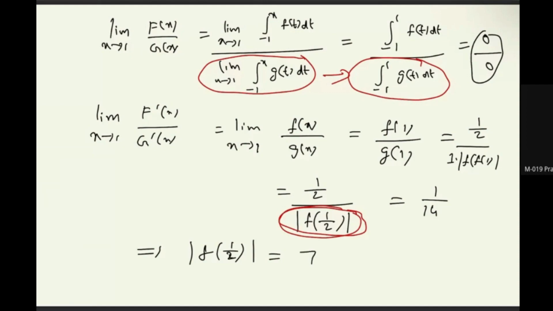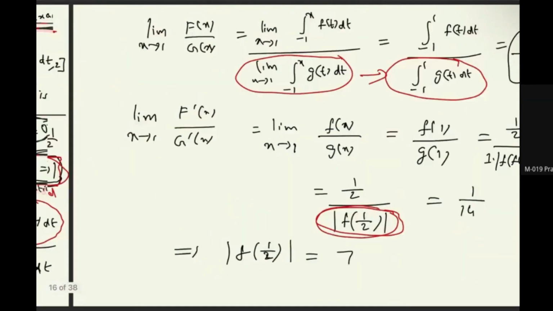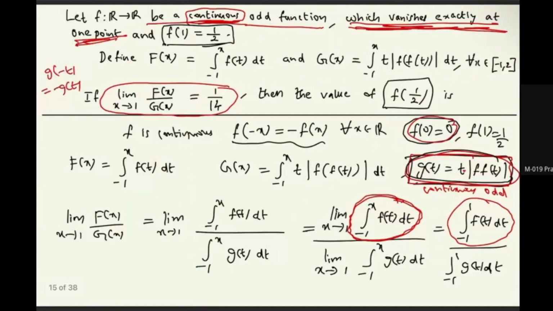Yeah. But what do you need? f of half, not mod f of half. So that means for f of half, what are the possibilities? 7 or? Plus minus 7. But in this case, what should f of half be? Tell me, 7 or minus 7. Look at the conditions and tell me what f of half should be. Can it be 7? Can it be minus 7? Minus 7, sir. You are saying it should be minus 7. Why?